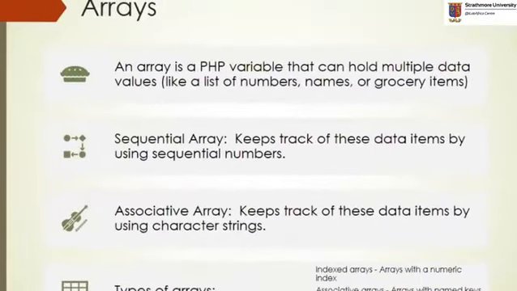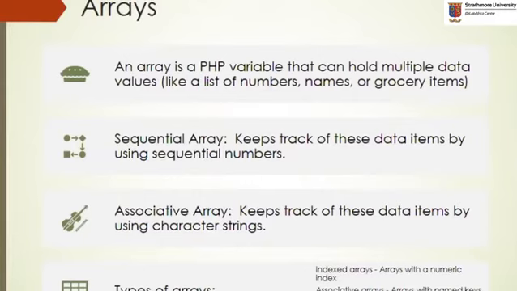Arrays in PHP are used to contain data values, for example a list of numbers. So an array is an example of what we would call a PHP variable. In this case, it contains maybe a list of numbers or names or grocery items. We have what we call sequential arrays, and these keep track of the data items by using sequential numbers. We also have what we call associative arrays. Associative arrays keep track of the data items by using character strings.